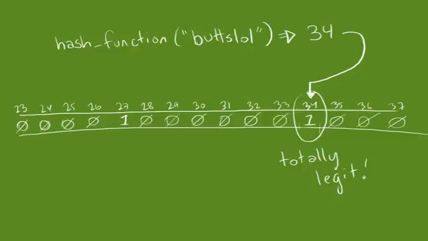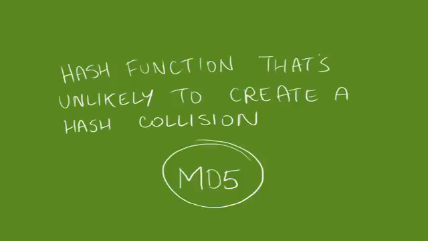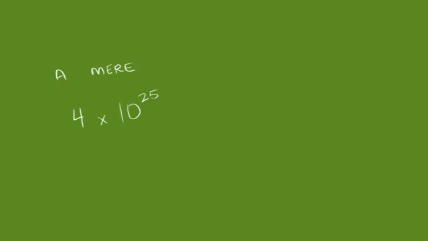We could use a hash function that's unlikely to create a hash collision. The chance of a hash collision is incredibly low in MD5, for example. We just need an array with as many available bits as there are possible outputs from MD5. Just 4 times 10 to the power of 25 terabytes. Okay, maybe that's unrealistic. It's certainly a lot more trouble than just storing the original 1 megabyte database.